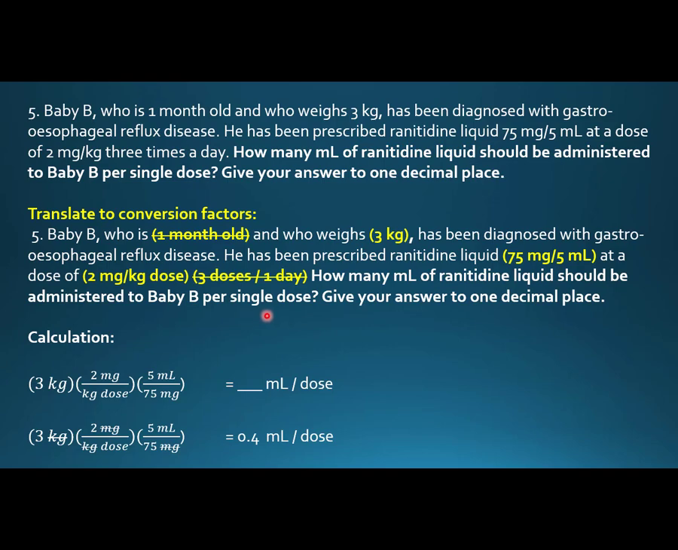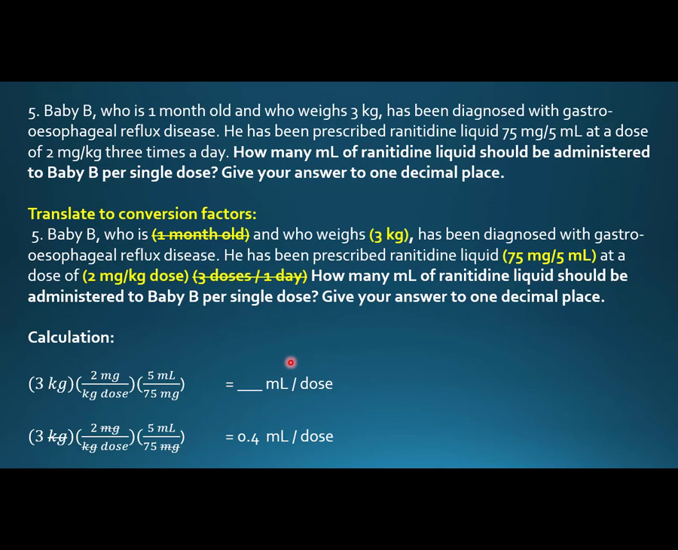This is really tricky. 3 doses per 1 day, and then how many mLs of ranitidine liquid should be administered to baby B per single dose. As soon as you see this single dose, you really want to get rid of this. Cross it off so that you don't accidentally multiply the result by 3, and then give your answer to 1 decimal place. Okay, so the calculation, again, we see that we're going to have milliliters per dose is our answer.